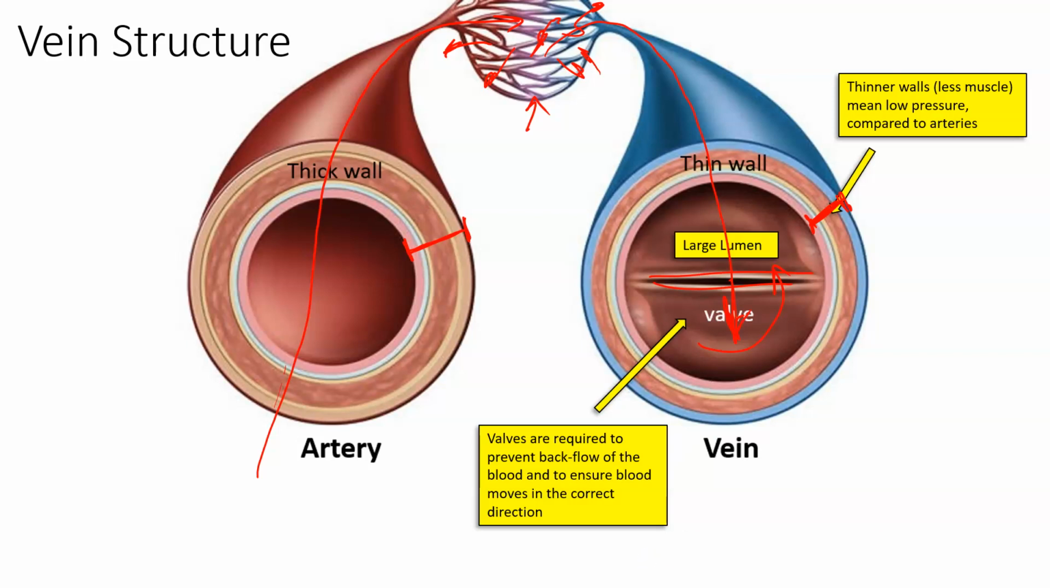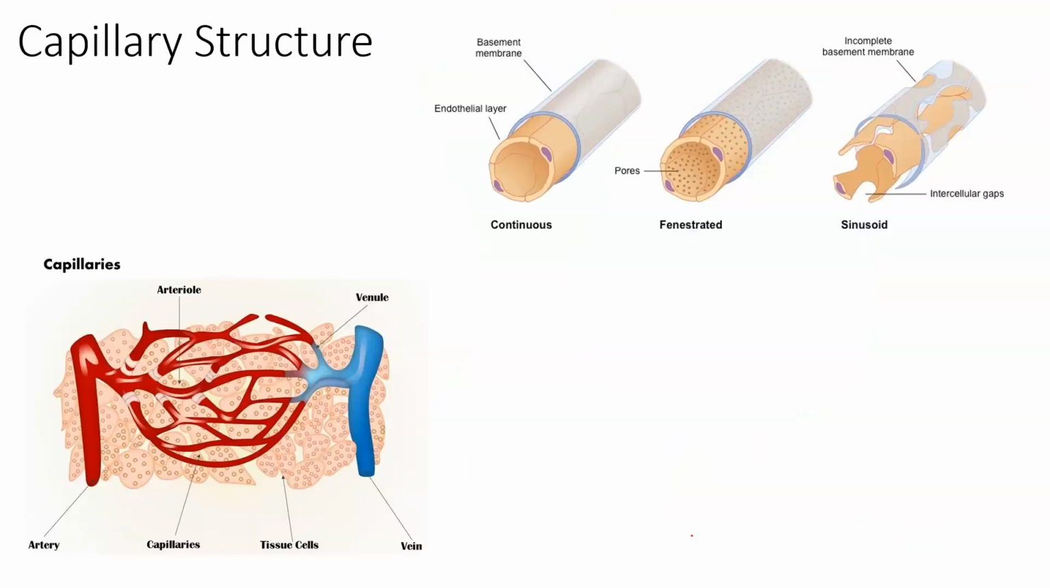And because you have thinner walls, you therefore have thicker interior lumens, which again remains low pressure because we're forcing the same amount of blood that goes through these arteries into these veins, and so that drops the pressure. So arteries are going to send blood to the capillary bed. Veins are going to return blood to the heart from the capillary bed.